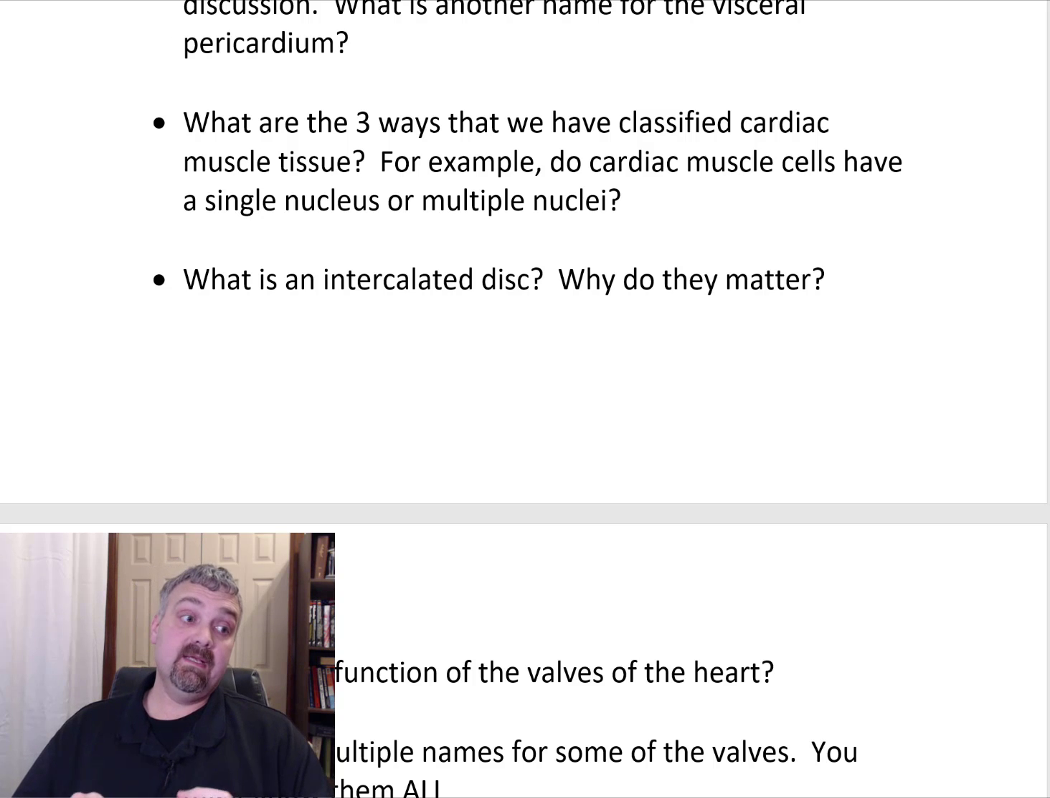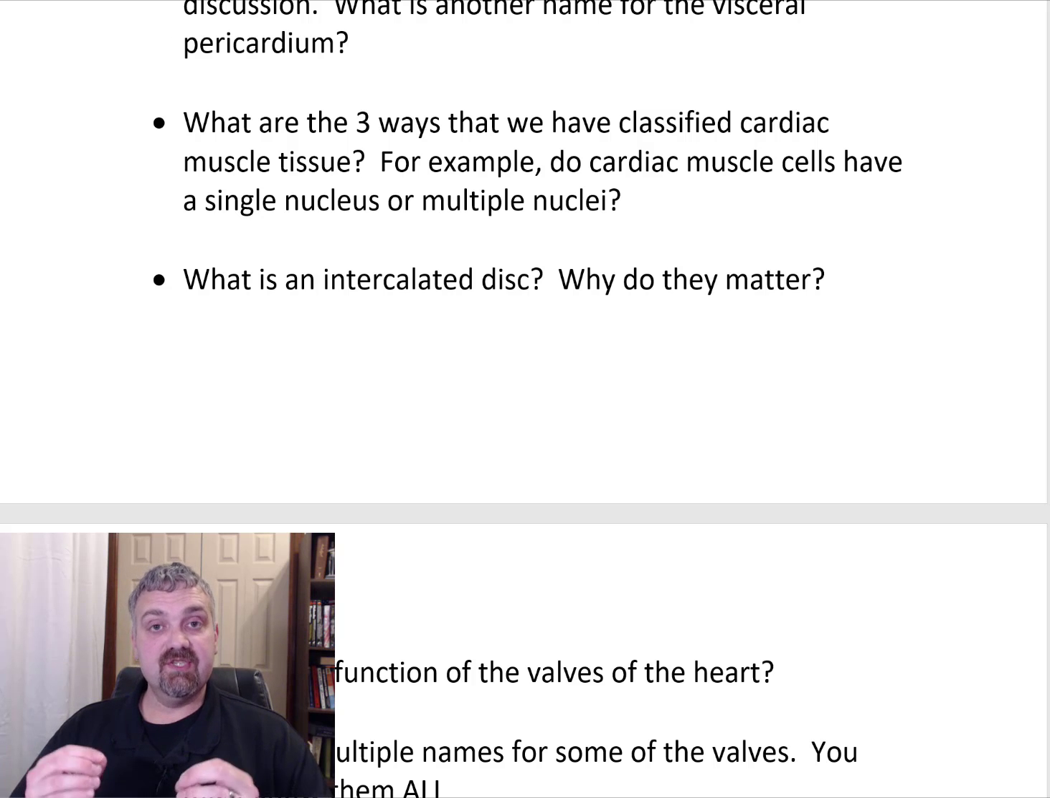The third thing is, does it have a single nucleus or multiple nuclei? Heart muscle cells, cardiac muscle cells, only have one nucleus, whereas your skeletal muscle cells have multiple nuclei. So the three ways you'd classify cardiac muscle tissue would be involuntary, you don't control it; striated, just meaning it has a banded and organized appearance, unlike smooth muscle; and the third would be a single nucleus per cell. All right, so those are the three ways you classify cardiac muscle tissue.